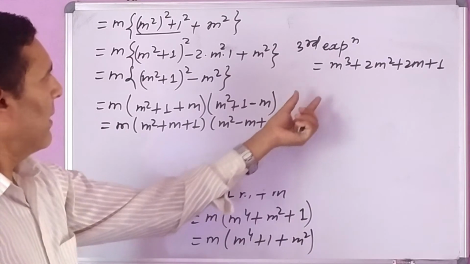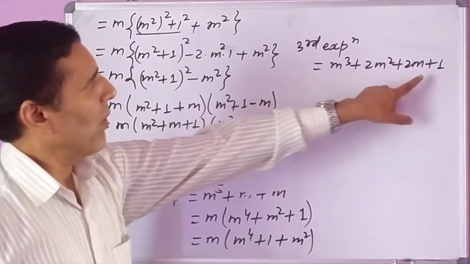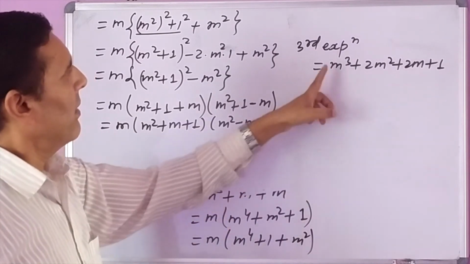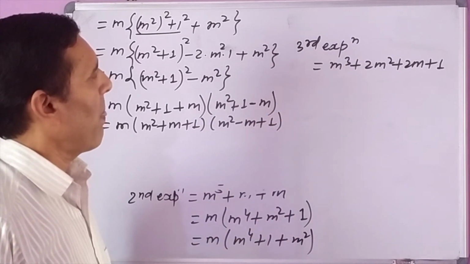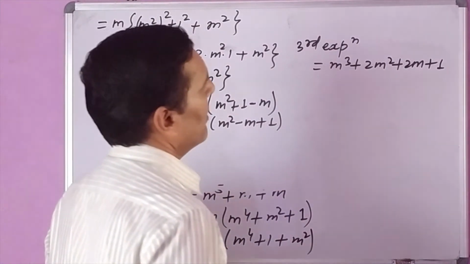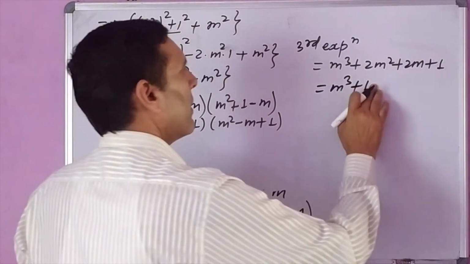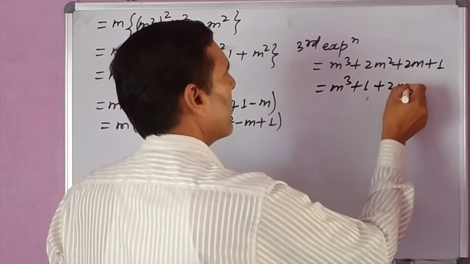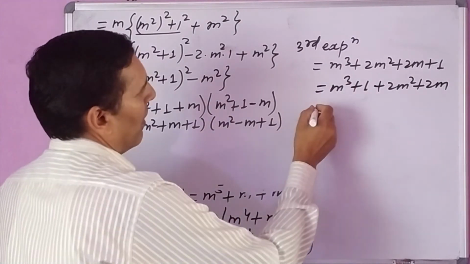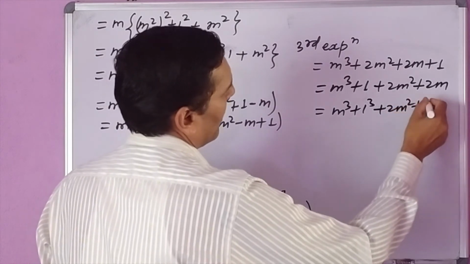Here we can see m cube and 1. If we write these two together, then a cube plus b cube formula can be used, and in 2m square plus 2m, by taking 2m common, there also we get m plus 1. So for this m cube plus 1, I have kept together, and 2m square plus 2m. So it is m cube plus 1 cube plus 2m square plus 2m.